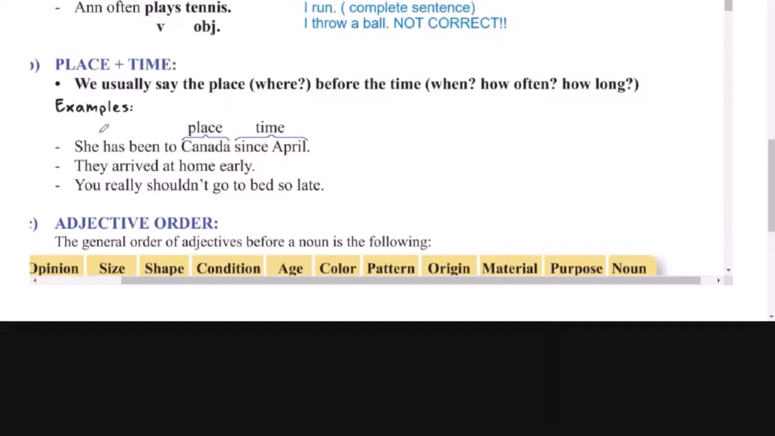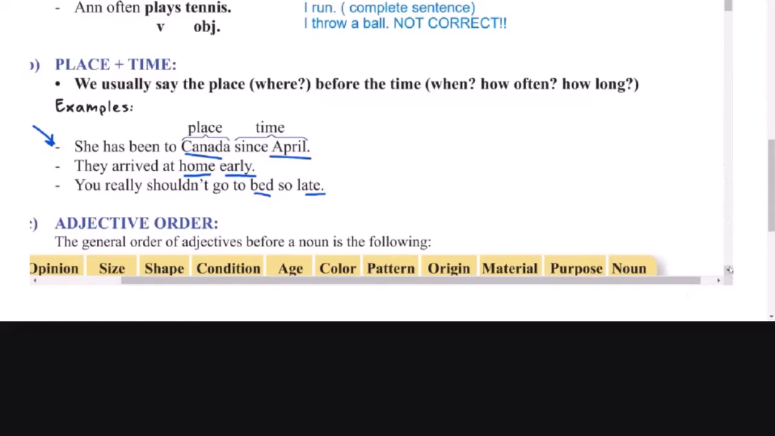Could you read the examples, please? These three. Okay. She has been to Canada since April. They arrived at home early. You really shouldn't go to bed so late. Right. The place where? To bed. When? The time, right? Late. Where? Home. When? Early. Where? Canada. When? April. There it is.